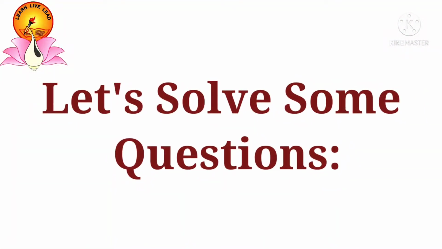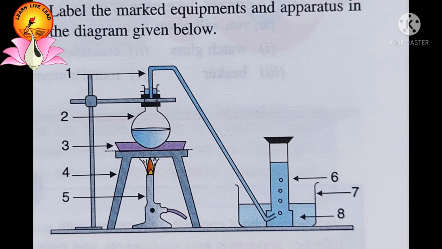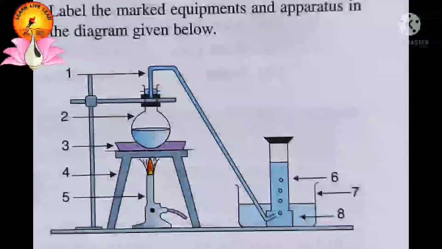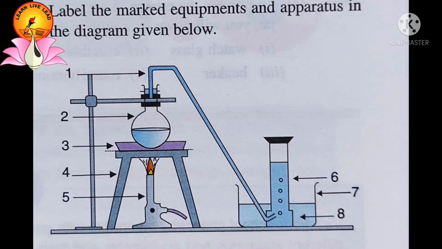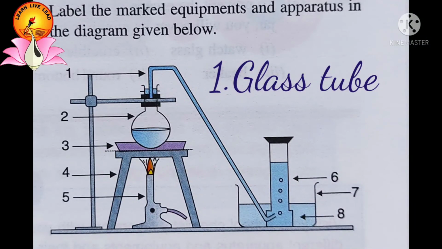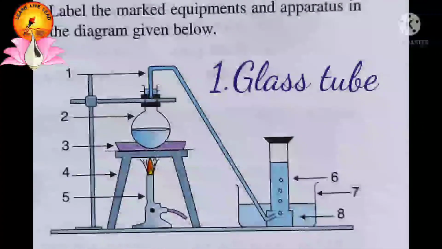Let's solve some questions from the exercise. Question: label the marked equipments and apparatus in the diagram given below. Now, as we have learned different apparatus with their names and description very well, let's label the diagram by using our previous knowledge of the names of the apparatus. First, glass tube. It is also called a delivery tube.